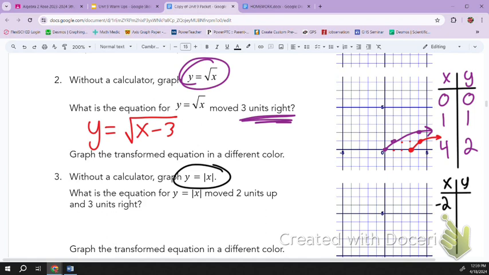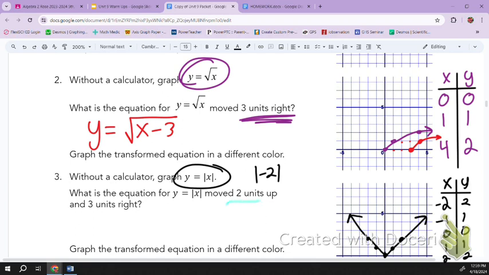Let's start at negative 2, negative 1, 0, 1, and 2. If I put negative 2 into my absolute value, positive 2 should come out. Positive 1 should come out. What's the absolute value of 0? 0, 1, and 2, and we're graphing it. You guys are right, it is going to have a V shape. It will be straight. There are no curves. A V shape.